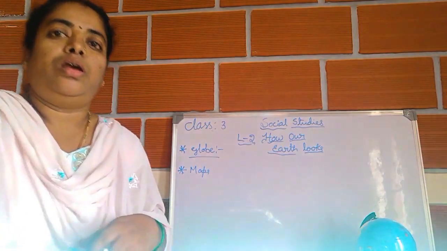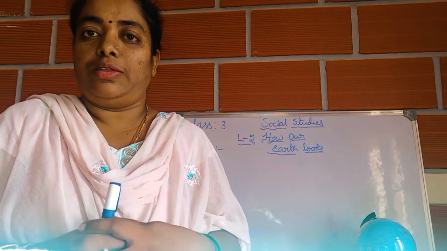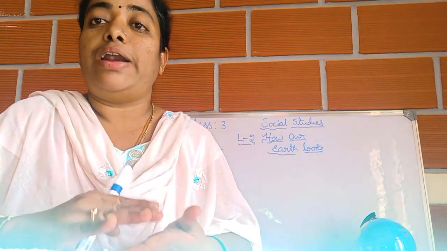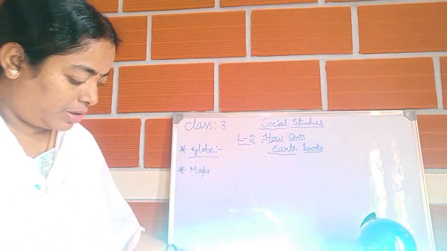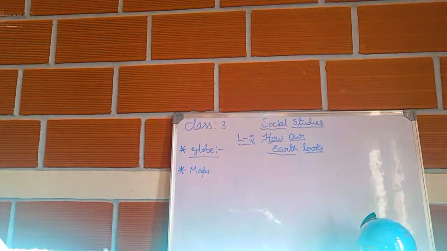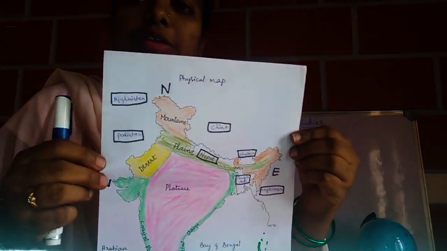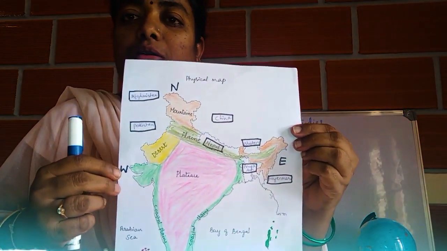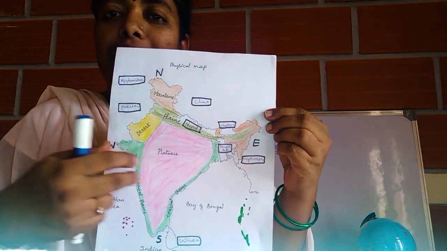Yes. See, as I told you now, a globe is a model of the earth, whereas a map is a drawing of the earth on a flat surface. Right now, children, do you want to see the map? One minute, I will show you. Yes, see, this is the map. This is just an example. So maps are drawn on a flat surface like this.